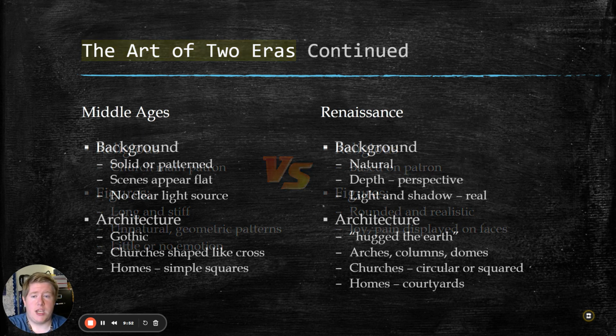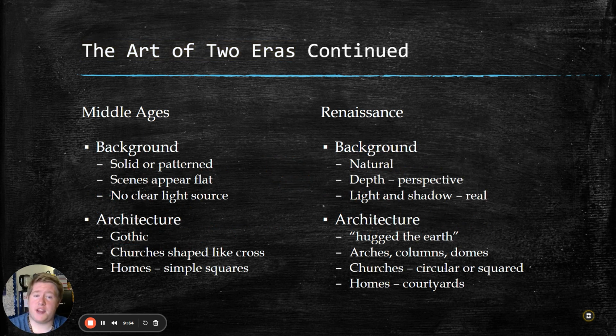A little bit more in terms of background on the Middle Ages. Art that was more solid or patterned, scenes appeared flat, there was no clear light source. While the Renaissance art looks more natural. There's depth and perspective, there's light and shadow, it makes it look more real.